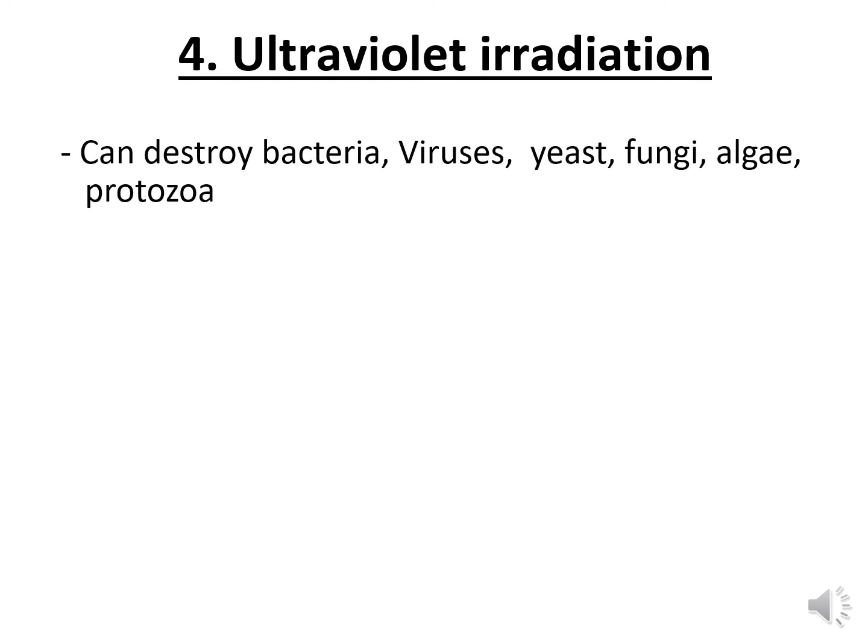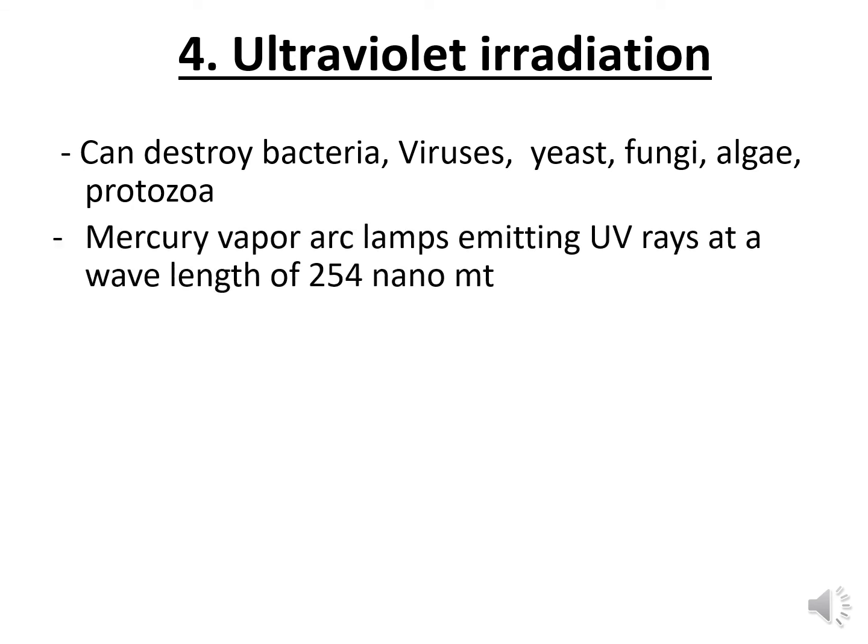Then is ultraviolet irradiation. This method can destroy bacteria, viruses, yeast, fungi, algae, and all the protozoa. So this is the most commonly used method these days at household level. Some brands like AquaGuard use this method. It uses mercury vapor arc lamps that emit UV rays at a wavelength of 254 nanometers.